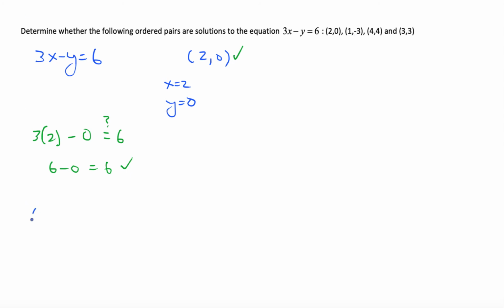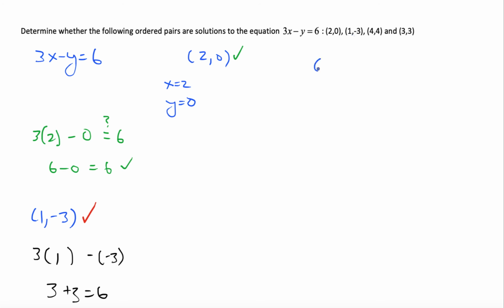So let's try (1, -3). That means we have the equation 3 times x, but in this case we're going to plug in the 1, minus y, but y in this case is negative 3. Then we want to work this out and see if we end up with 6. Well, 3 times 1 is 3, and then minus negative 3 becomes plus 3, which does equal 6. So what does that tell us? It tells us that (1, -3) is a solution.